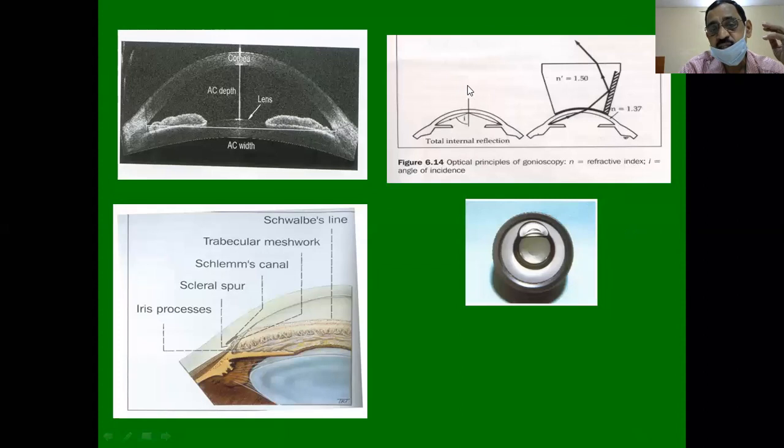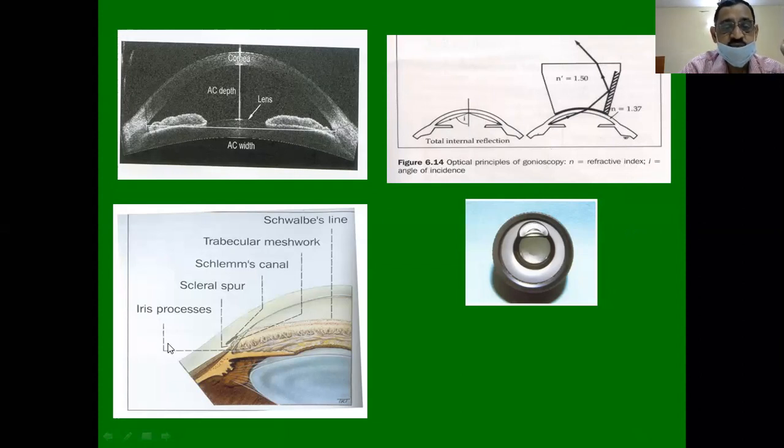Normally, when you focus the light, it goes directly through the pupil, and the angle will not be seen here. Whereas when you place a prism, the light gets reflected from the mirror like this, and this will be focused into the angle. So that's how we see the angle. This is a gonioscope, most likely a single mirror gonioscope.